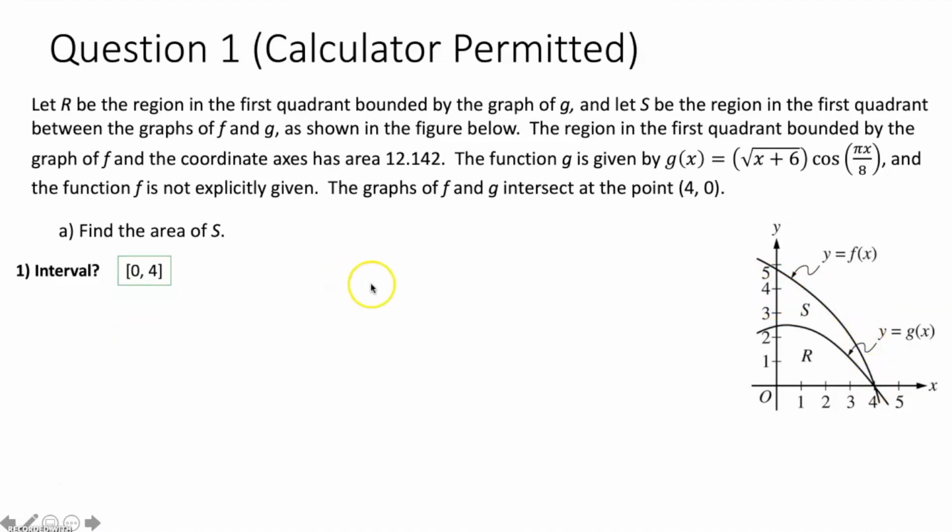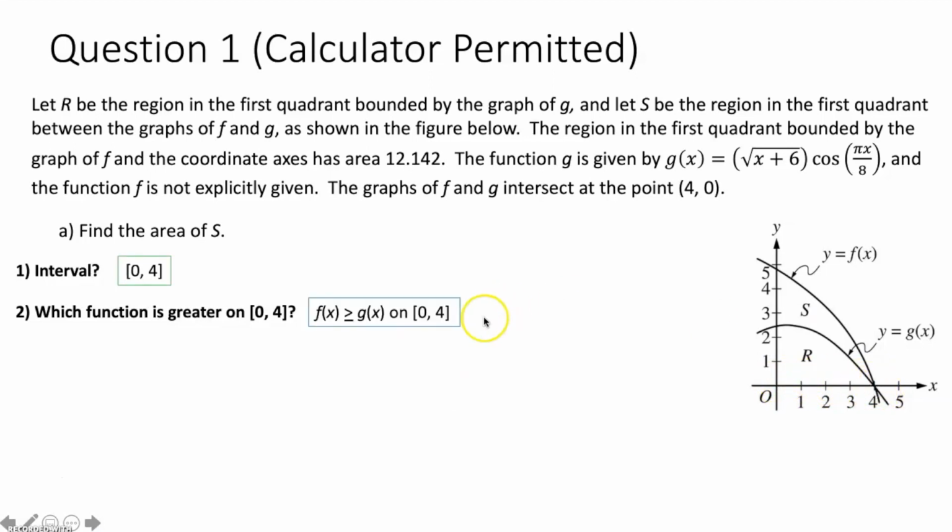Next, which function is greater on that given interval? Well, we already know from this figure that f of x is greater than or equal to g of x on the interval from x equals 0 to x equals 4. So all we have to do then is set up our definite integral. Our definite integral is going to go from x equals 0 to x equals 4, and we're integrating the difference between f of x and g of x. So the integral from 0 to 4 of f of x minus g of x dx.